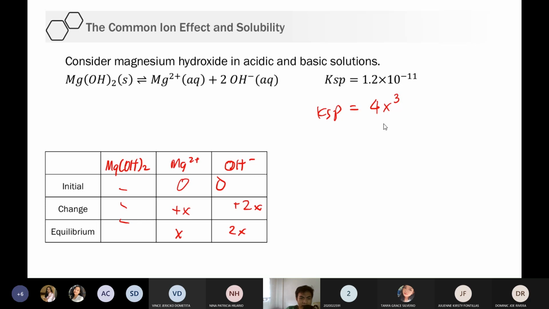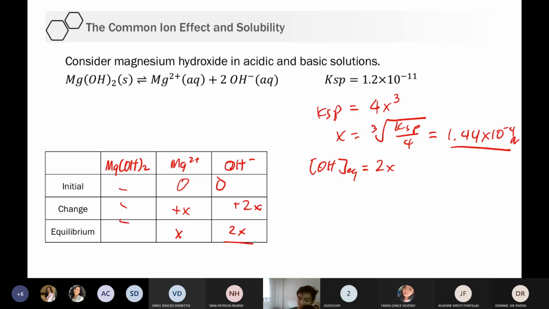Okay, so let's solve for the value of x. So x will be just the cube root of KSP divided by 4. So cube root ng KSP divided by 4. That's 1.44 times 10 raised to negative 4. Okay. Then, paano natin kukunin yung pH dito? Alamin mo muna yung OH concentration. The concentration of OH at equilibrium is 2x, sabi dyan. So, ito times 2 mo pa yan. Okay. So, times 2 natin yan. We will get 2.88 times 10 raised to negative 4 molar.